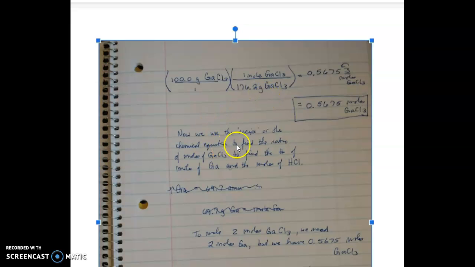Now we can go back to the recipe, or to that chemical equation, and find the ratio of moles of GaCl3 to the number of moles of Ga and eventually moles of HCl, because the question wanted to know how much of each of these. Right now I'm just going to focus on Ga. It's simpler, and since this is a sample, we're just going to stop right there in this first video.